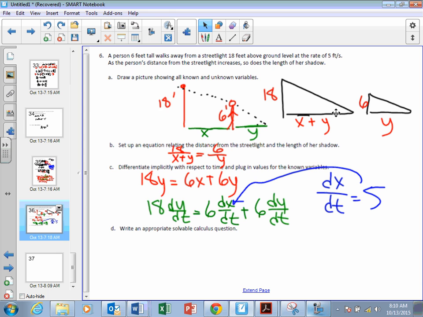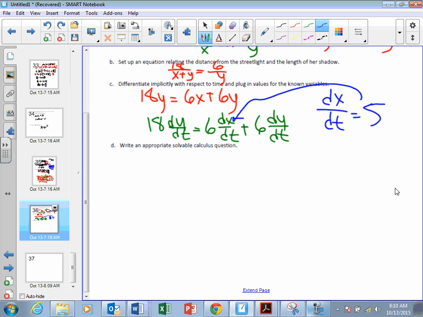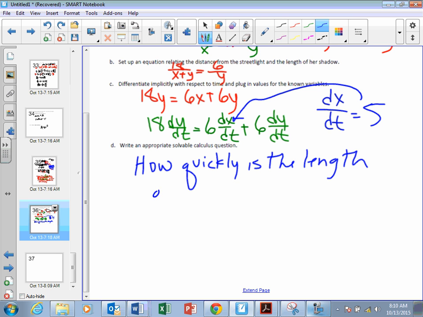Now, since we're down to one variable, our question should be fairly easy to write. We could write something like, how quickly is the length of the shadow increasing?